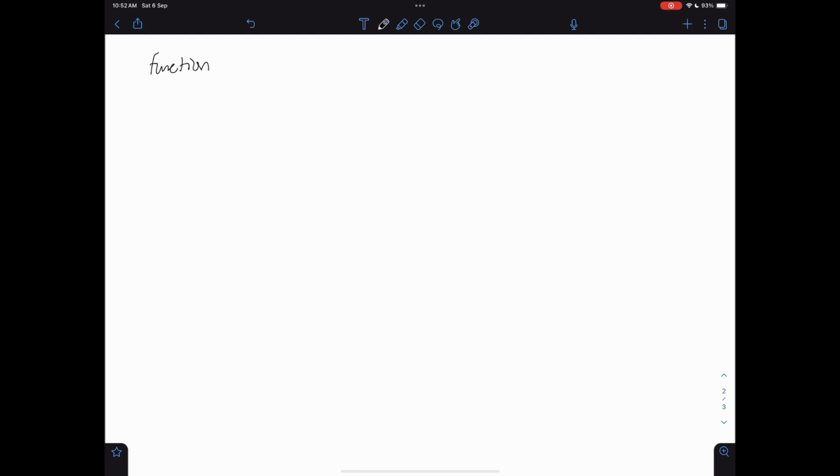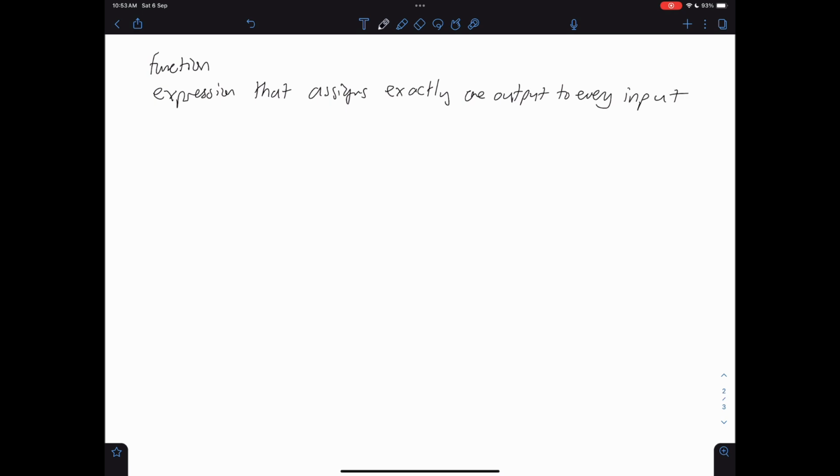And so a function can be defined as an expression that assigns exactly one output to every input. And that may be a bit of a confusing phrasing, but it's important that this phrasing is used because that is the correct phrasing. And I'll give a few examples of some things.